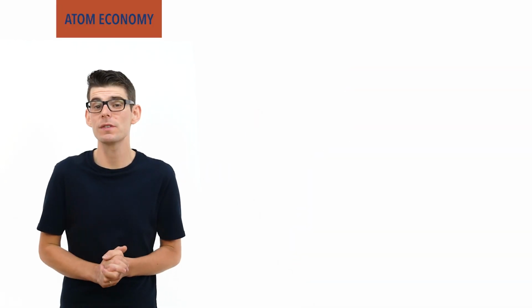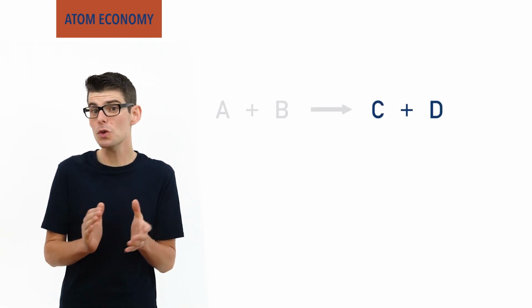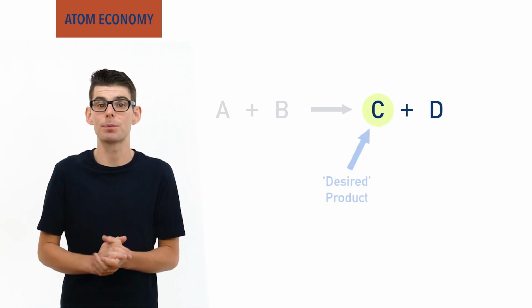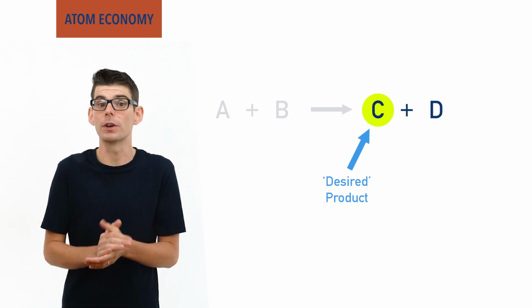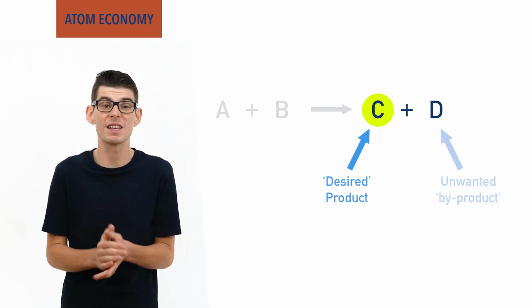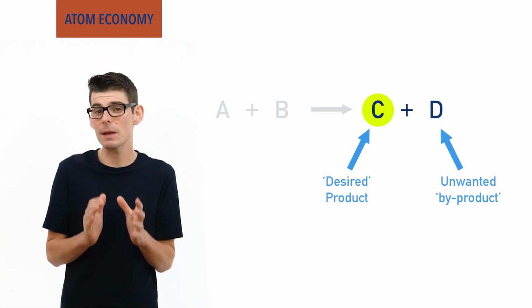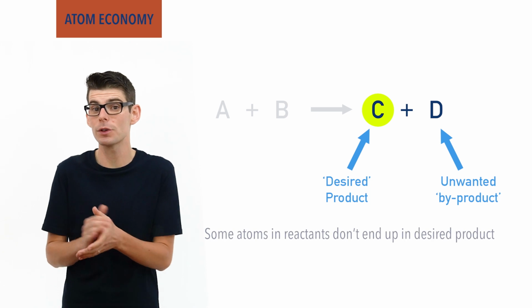In most reactions in chemistry, more than one product gets formed. Usually, however, only one of the products formed is the desired product, the thing that we really want to produce. The other products are considered byproducts that we aren't really interested in. This means some of the atoms in the reactants don't end up in the desired product.